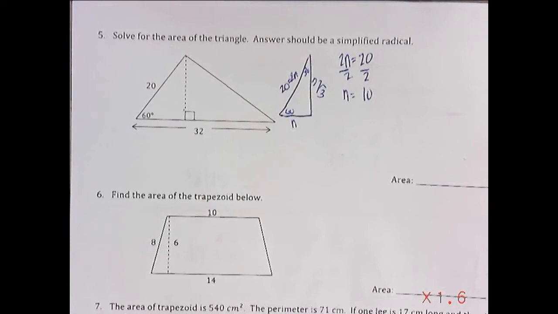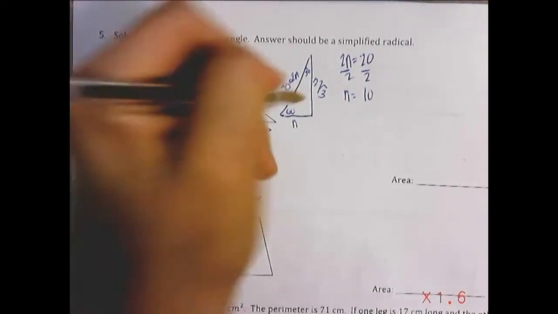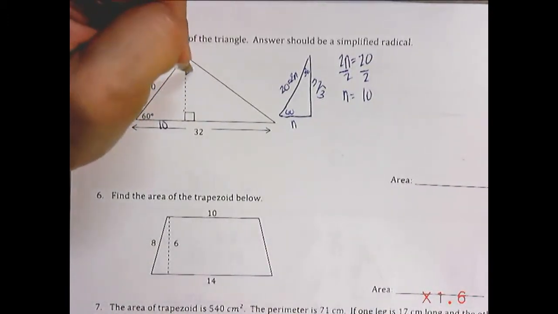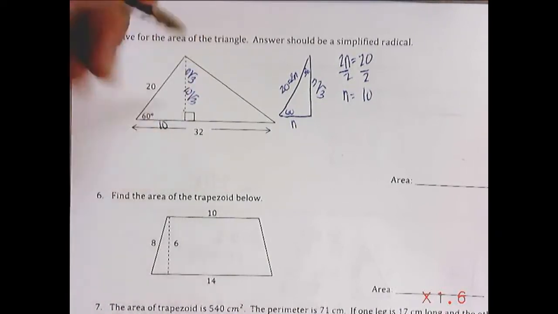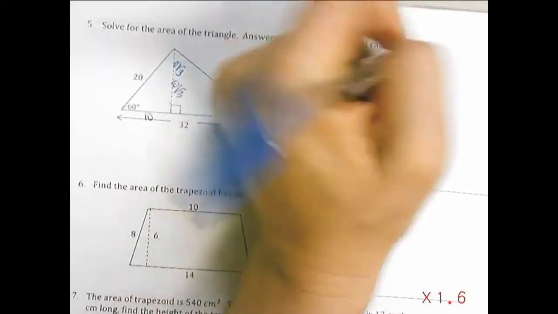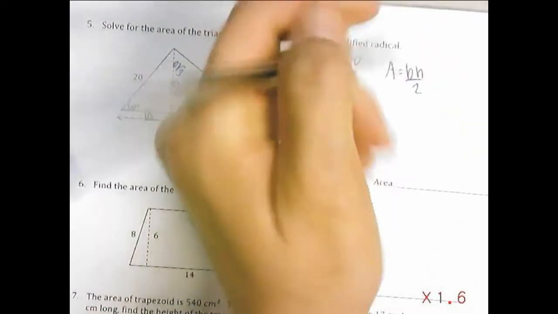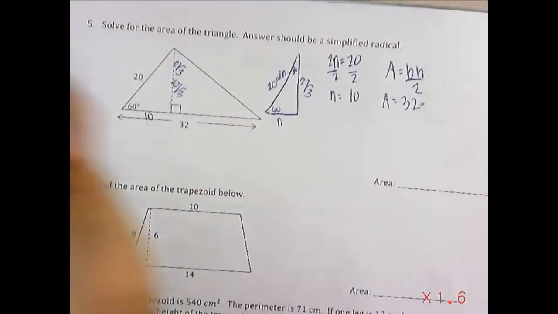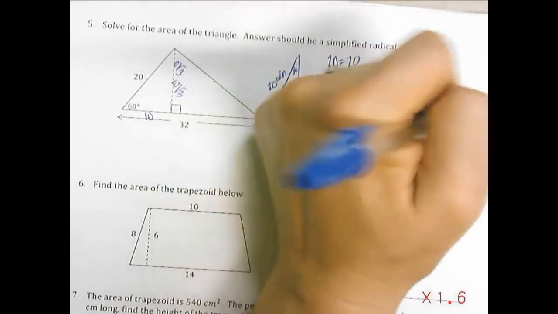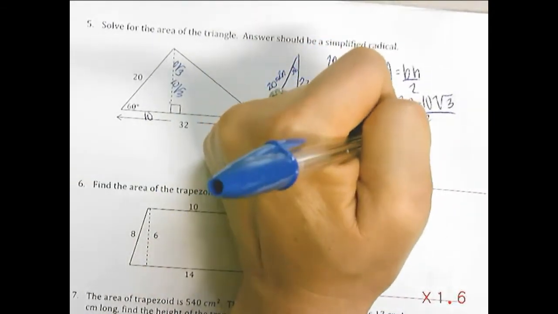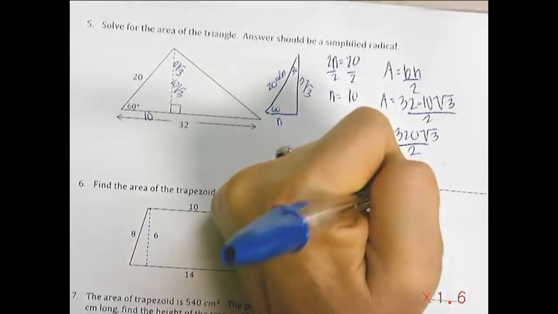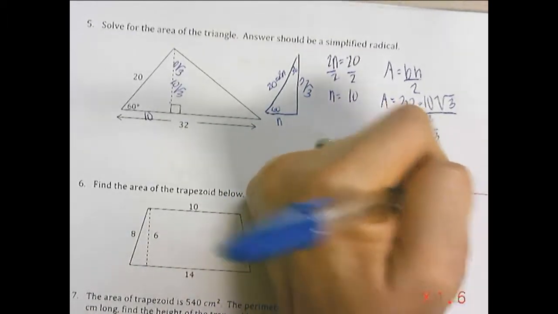Alright, so if this side equals 10, then I know that my hypotenuse side, my 60 side, my height is 10 rad 3. I'm going to find my area by doing my base times my height divided by 2. That is going to be 32 for my base times my height, which is 10 rad 3, divided by 2. So 320 rad 3 divided by 2, and you will get 160 rad 3 units squared.